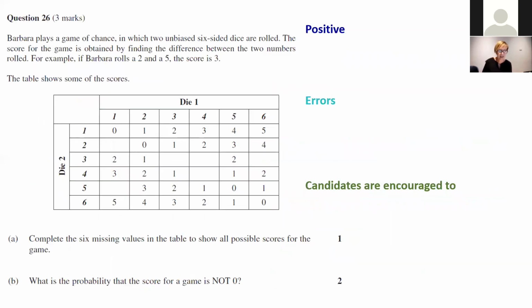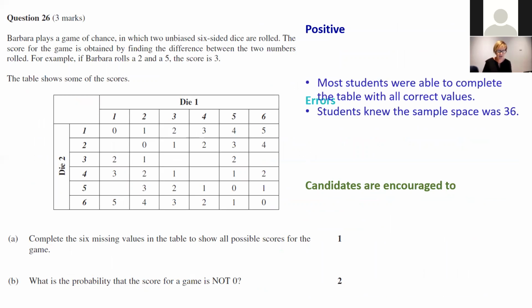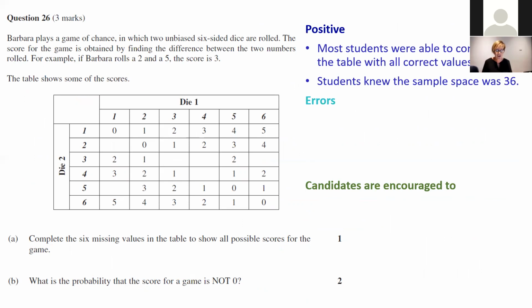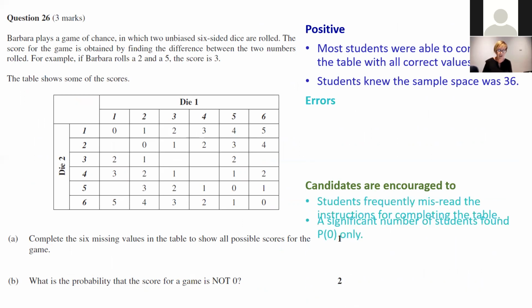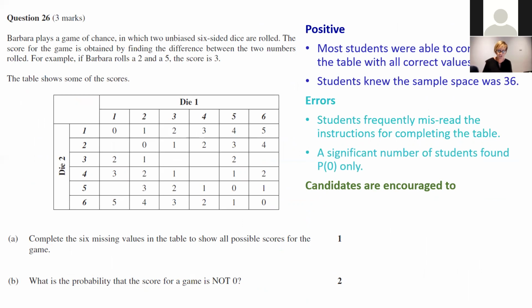Question 26. This I thought was well done by the students. Most students were able to complete the tables with all the correct values, and that they knew that the sample space was 36. That was quite pleasing. Students frequently misread the instructions for completing the table. They didn't notice the word difference, and they did their traditional add the two values, even though that didn't match with what was there.